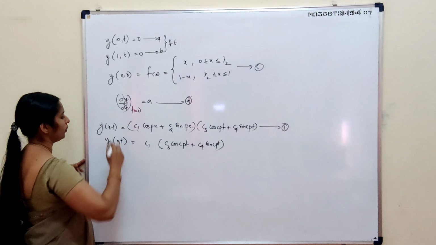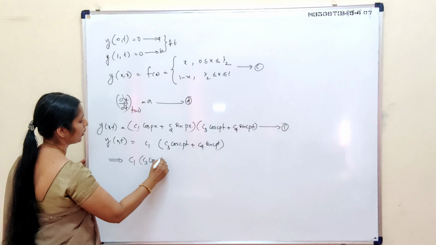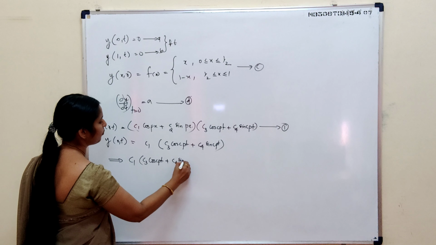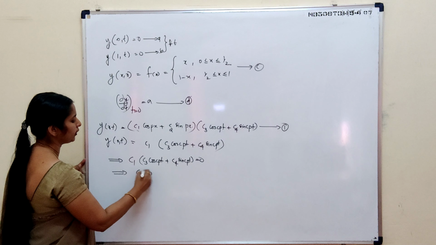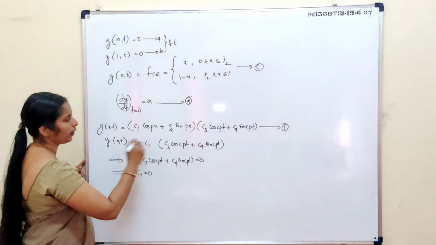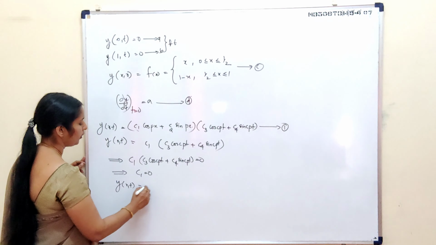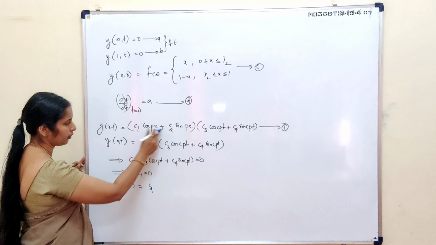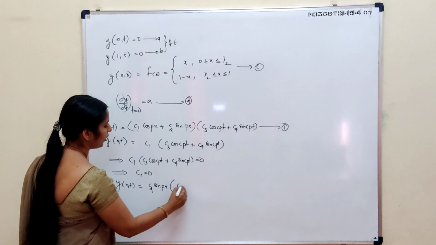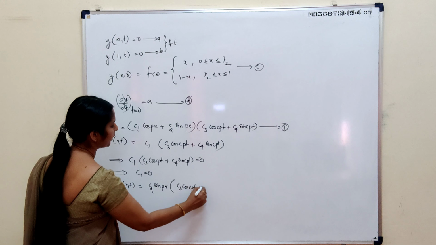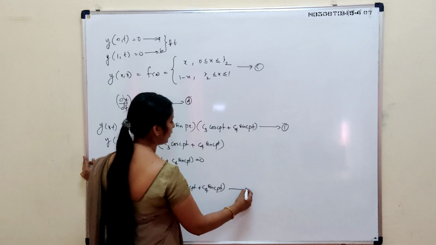y of 0,t is 0, which implies c1 into (c3 cos cpt plus c4 sin cpt) equal to 0. This implies c1 equal to 0. You put that in equation number 1. So we have y of x,t is equal to c2 sin px, since c1 is 0, into (c3 cos cpt plus c4 sin cpt). That is equation number 2.